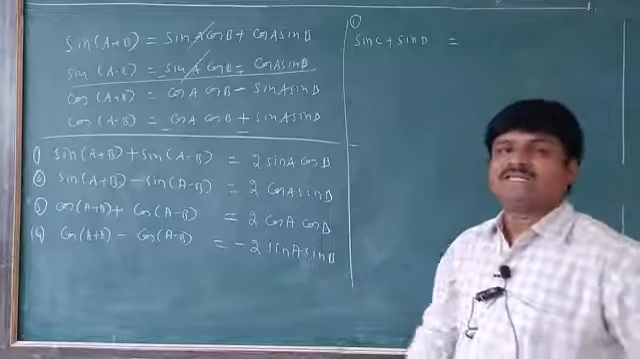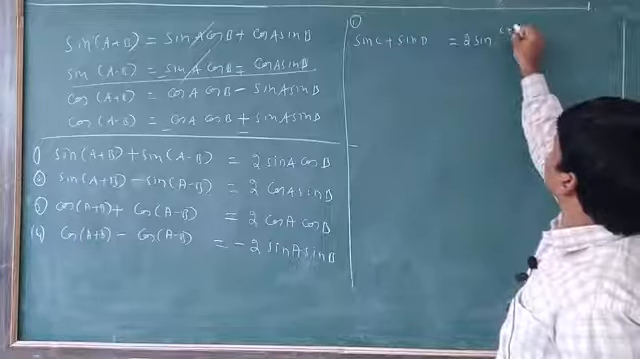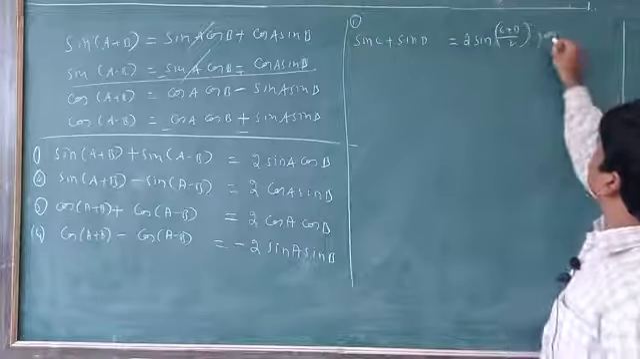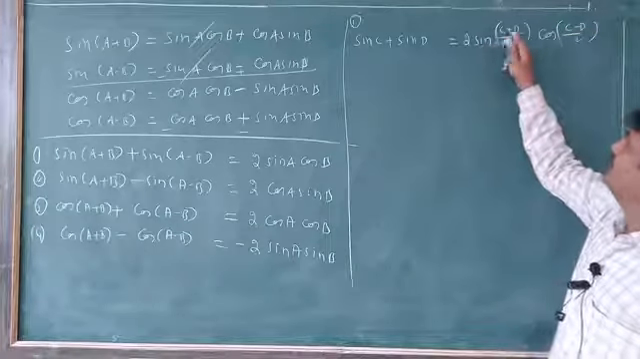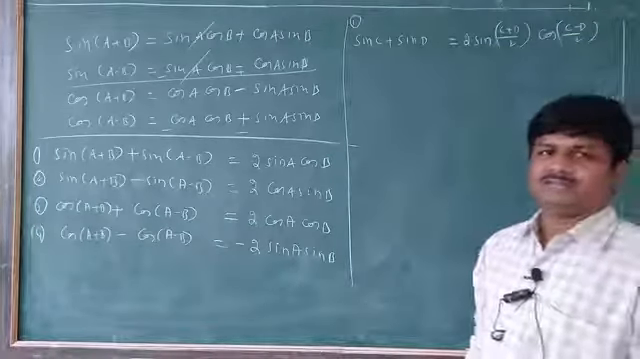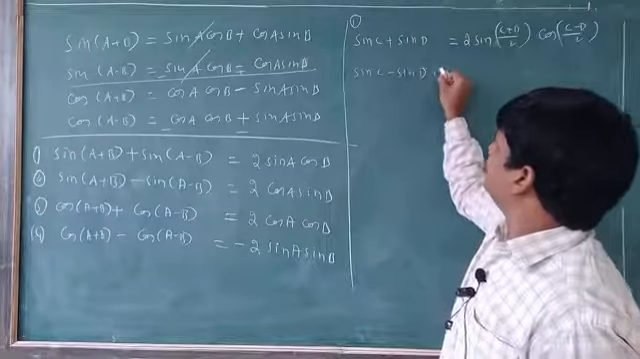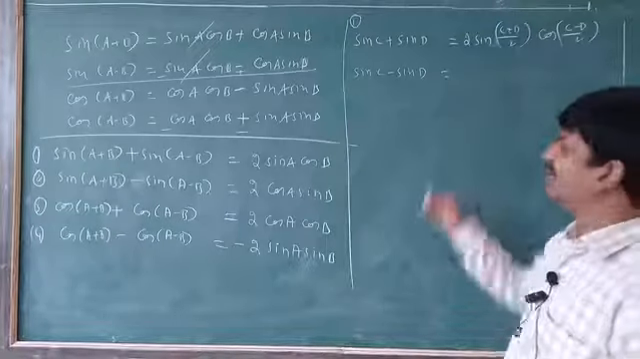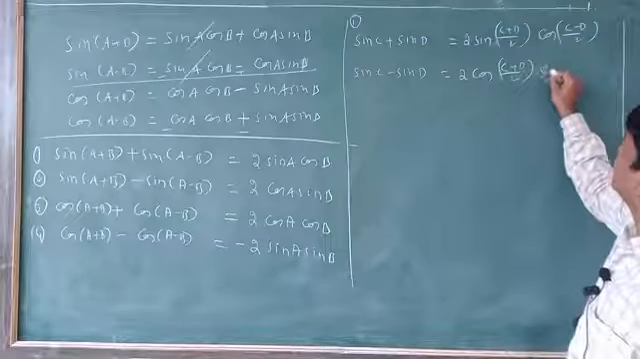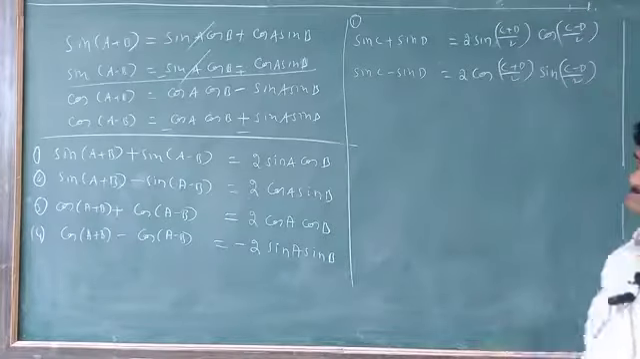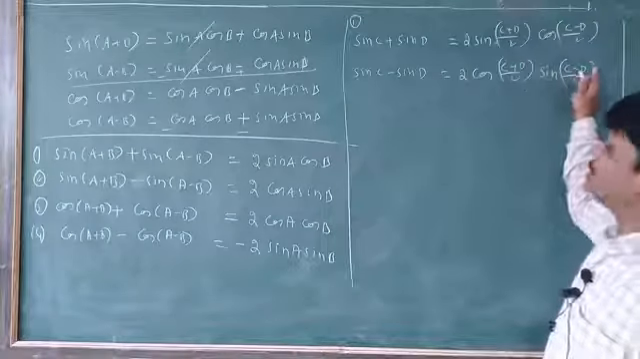What is the formula of sin c plus sin d? 2 sin of (c plus d) by 2 into cos of (c minus d) by 2. It is sin c plus sin d. Next, sin c minus sin d. Formula of sin c minus sin d: 2 cos of (c plus d) by 2 sin of (c minus d) by 2.